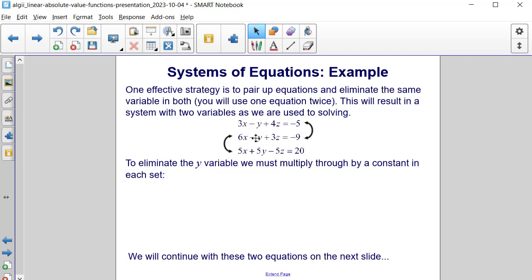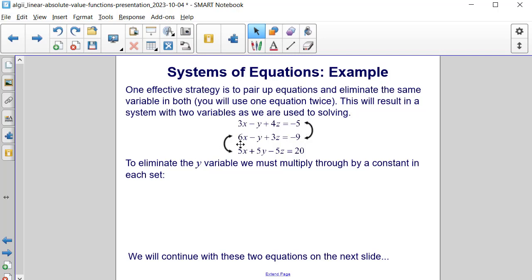So let's begin by looking at all three equations that we have. We have a minus y, a minus y. Okay, if I pair these first two up and I multiply one of these equations by negative 1, the y's will cancel. And then if I do, say, this last one with either of these and multiply the equation by 5, the y's will also cancel. So let's use the second and third as one set and the first and second as the other set.